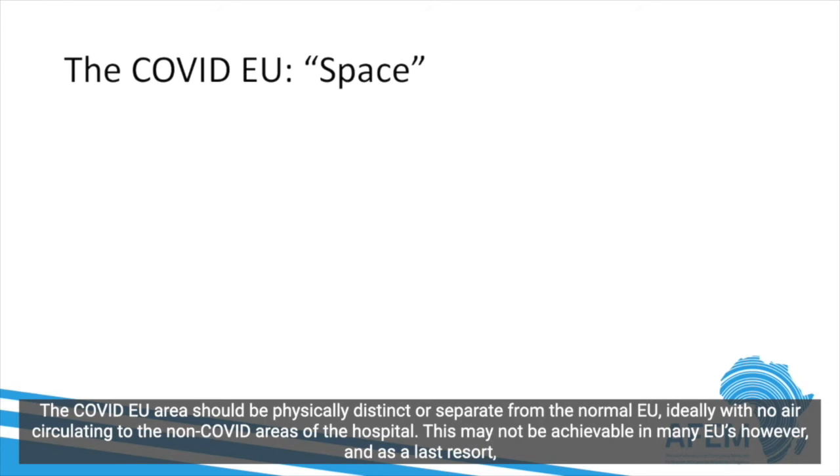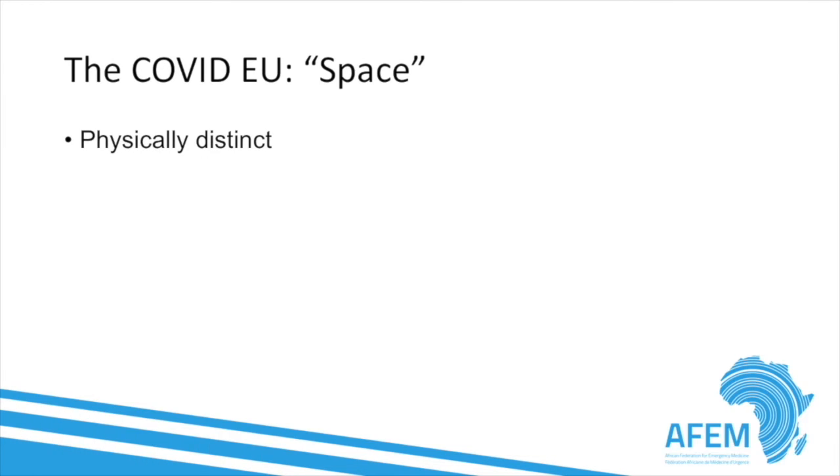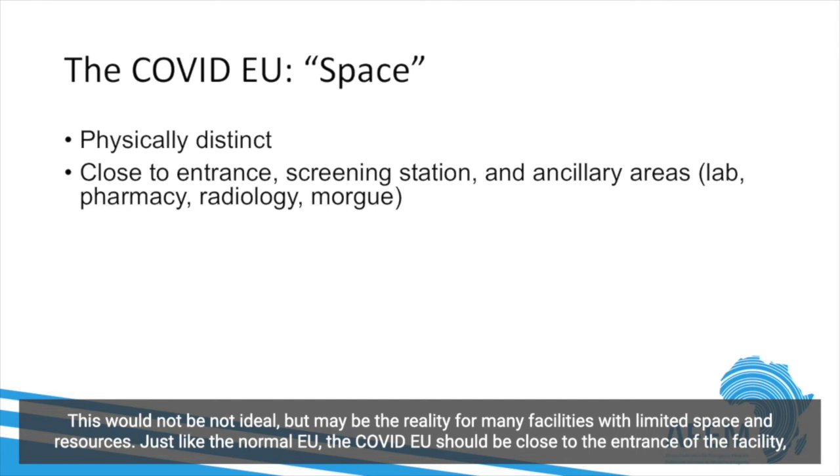The COVID EU area should be physically distinct or separate from the normal EU, ideally with no air circulating to the non-COVID areas of the hospital. This may not be achievable in many EUs, however, and as a last resort, the COVID EU area should have clear demarcation, with, at the minimum, a soft barrier such as curtains separating it from the main EU area. This would not be ideal, but may be the reality for many facilities with limited space and resources.